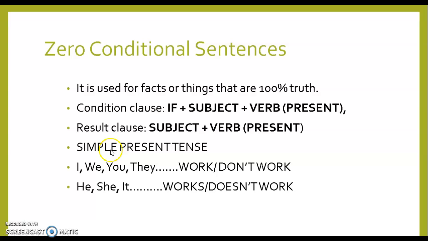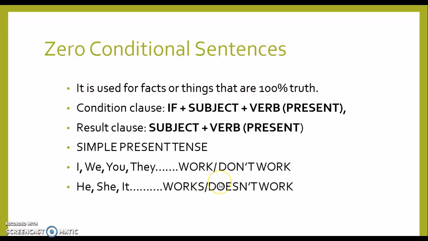In order to remember the simple present tense, we need to be focused on the personal pronoun. If you have I, we, you, or they, the verb is, for example, work, normal work. If you get a third personal pronoun like he, she, or it, the verb is works with the letter S. That's the rule of the simple present tense.